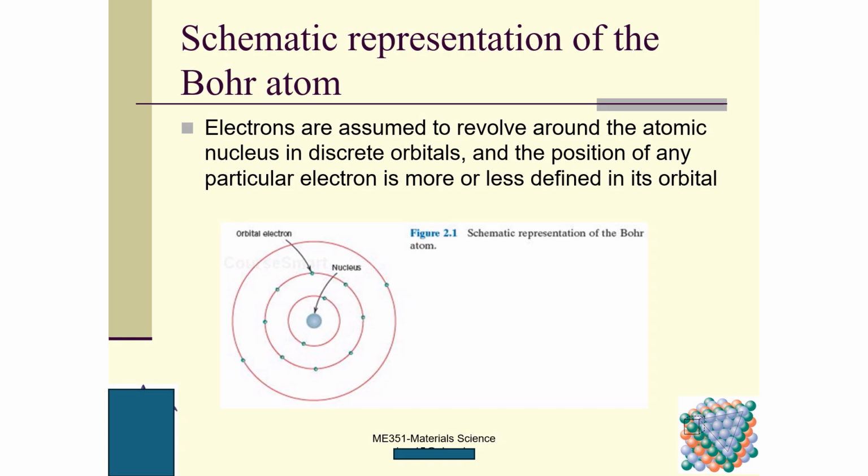And then we talk about the schematic representation of the Bohr atom. There are several models to describe the behavior of an atom. Bohr was a genius scientist, and he proposed a model. So this is Bohr's model. You can see we have this nucleus, and here are the orbits of electrons. Electrons are assumed to revolve around the atomic nucleus in discrete orbitals. You can see that these orbitals are not continuous, and the position of any particular electron is more or less defined in its orbital.